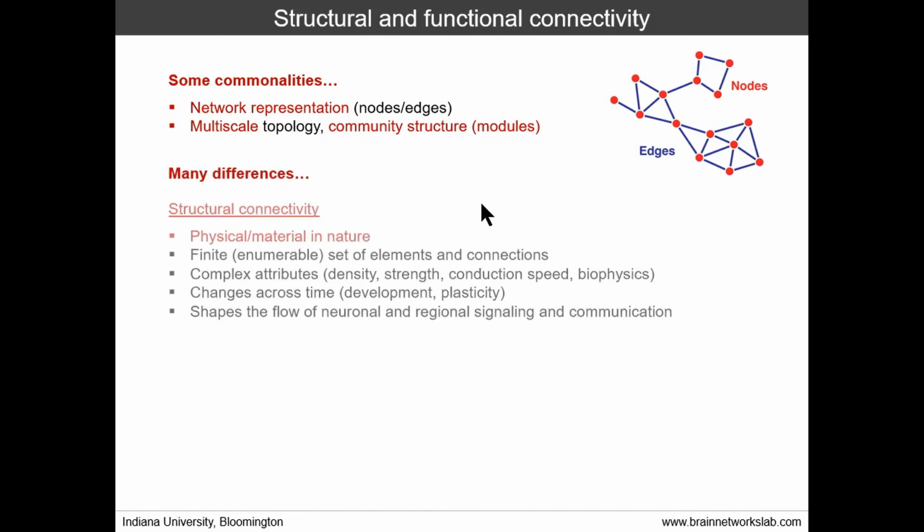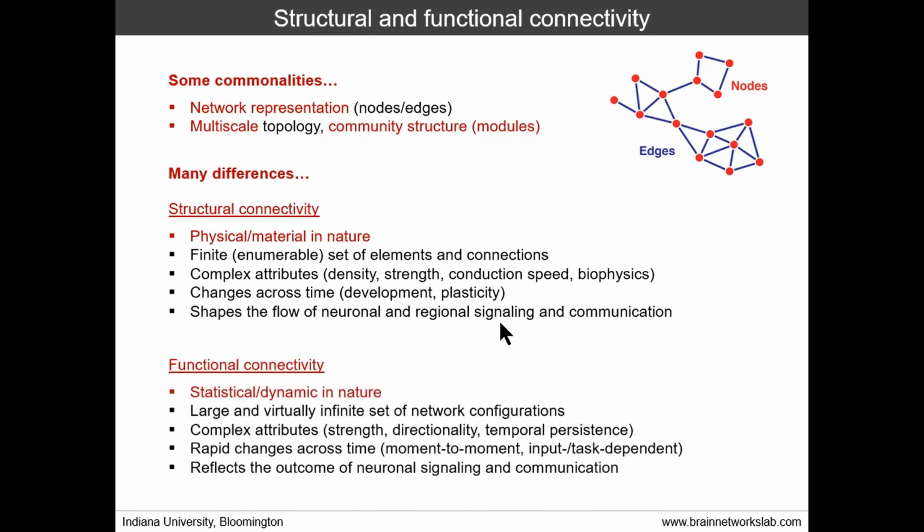But they also have many important differences, and some of these we've already discussed. Structural connectivity is fundamentally physical. If you crack open a brain, in principle, you could see the white matter fiber tracts to some extent, over maybe a short enough time scale and with the appropriate spatial scale. The number of structural connections may be finite and enumerable. Those connections have complex biophysical attributes, and they tend to change slowly in time. And the structural connectivity represents a backbone. It's the structure, the paths, the roads that shape signaling between different brain areas. It shapes the flow of activity of the brain.